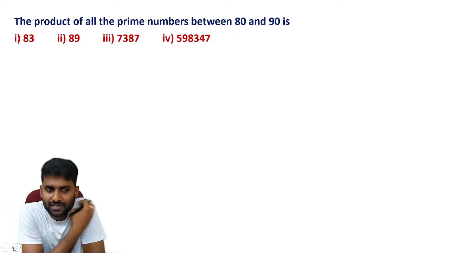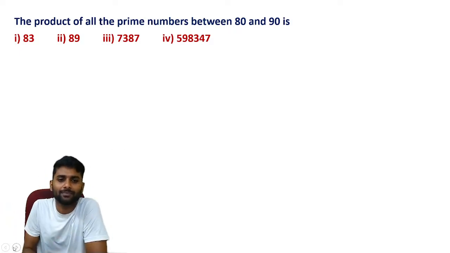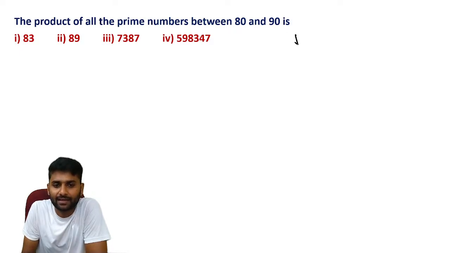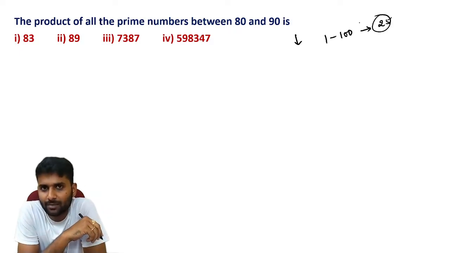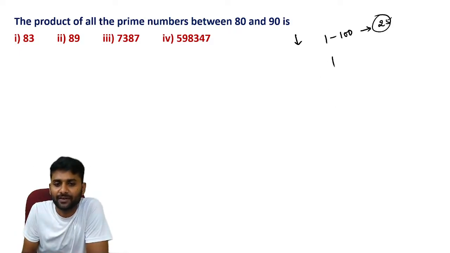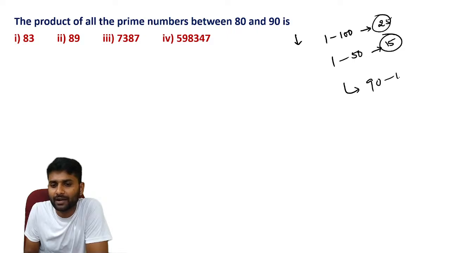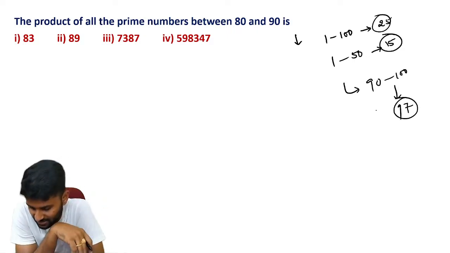Now see this information, the product of all prime numbers between 80 and 90. One point I just want to convey here. Remember this count, guys. In 1 to 100, the total number of prime numbers is 25, and in 1 to 50, the total number of prime numbers is 15. After 90 to 100, remember that we have only one prime number, 97.